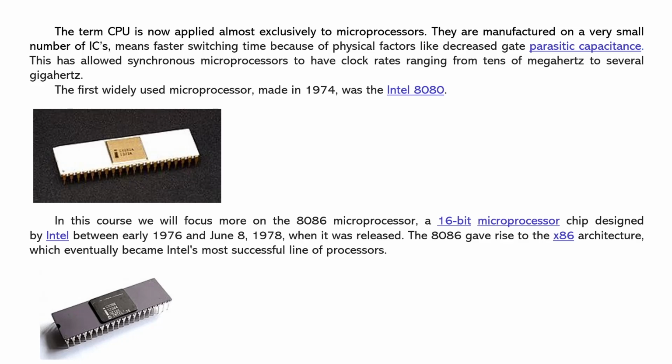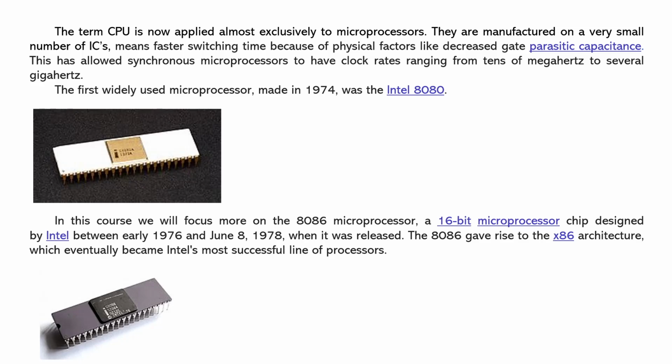Of course, the term CPU now refers almost exclusively to microprocessors. They are manufactured on a very small number of integrated circuits, which allows for faster switching time because of physical factors like decreased gate parasitic capacitance. Basically, it allows for improved information transmission speeds, and generally microprocessors are very fast. This allows synchronous microprocessors to have clock rates from tens of megahertz to several gigahertz.